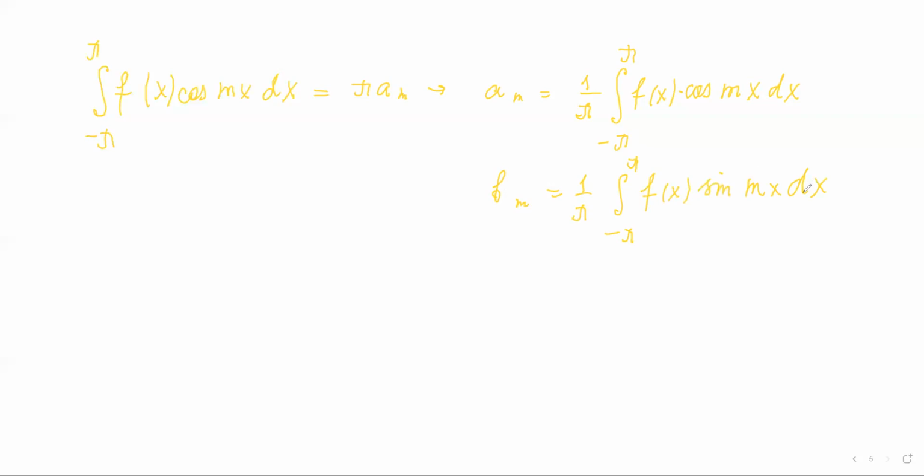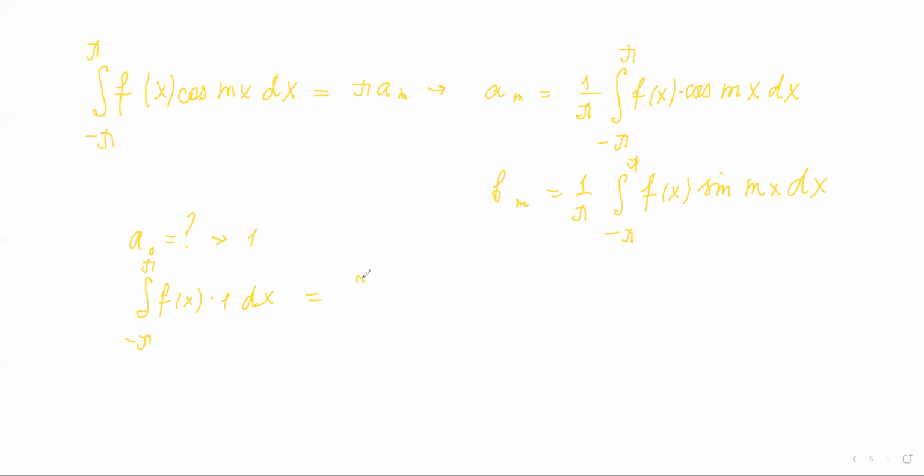For a0, it's going to be a little bit different. I'm going to do a0 separately. You've probably seen that the formula looks a little bit weird for a0. It's a0 divided over 2, why? Well, let's see. What is the function which corresponds to this? If these are cosine, if this is sine, a0 is actually multiplied just by 1, right? So the function which corresponds is just 1. So I'm going to have f of x multiplied by 1 dx from negative pi to pi.